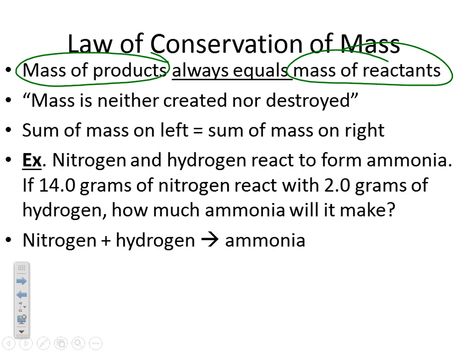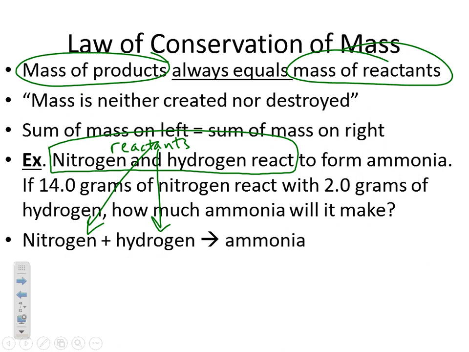They actually like to ask this question. So an example is nitrogen and hydrogen react to form ammonia. If 14 grams of nitrogen reacts with 2 grams of hydrogen, how much ammonia will it make? So I've broken down the problem into a word equation. So we see right here nitrogen and hydrogen react, so that indicates that these are the reactants. We've got them right here on the left-hand side of the arrow, and they react to form ammonia. So that means that's a product, and it's on the right-hand side of the arrow.